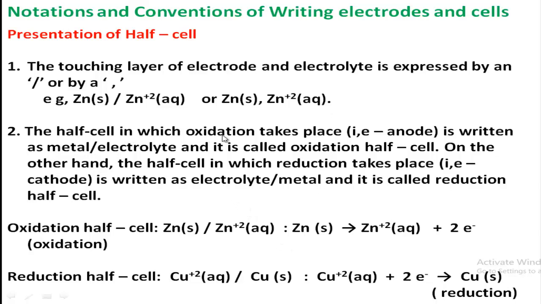And the half cell in which oxidation takes place is written this way: metal, oblique, metal ion. And the half cell in which reduction takes place is written this way: metal ion, oblique, metal. So in this way we can represent the half cell.